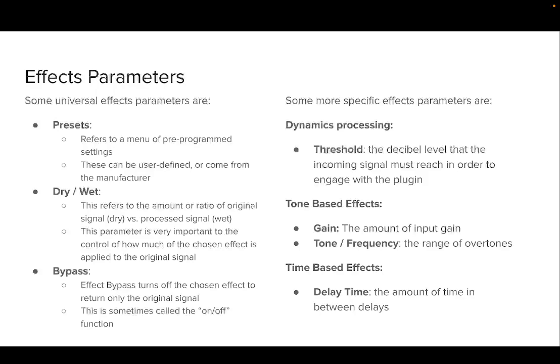The dry-wet mix, in effect, refers to the amount or ratio of original signal versus processed signal. This is the dry versus wet ratio. This parameter is very important to control how much of the chosen effect is applied to the original signal.